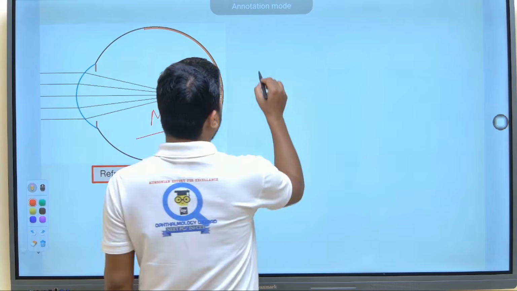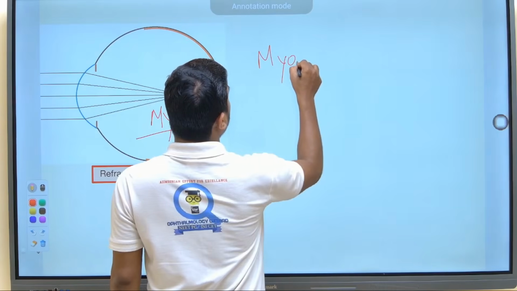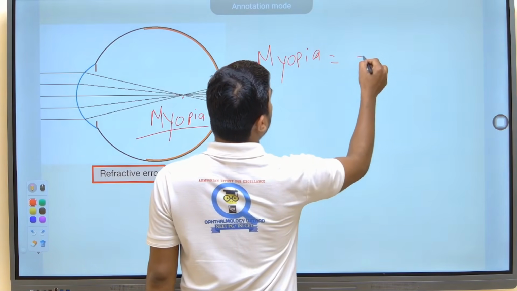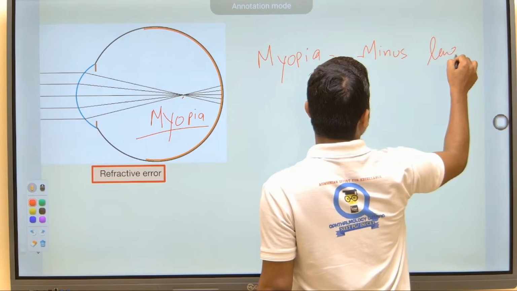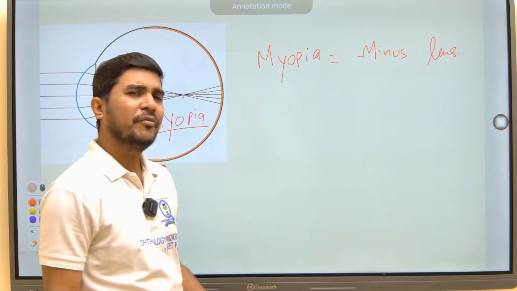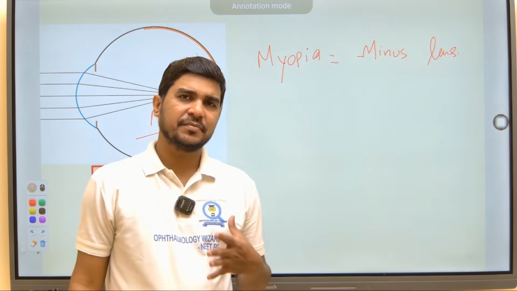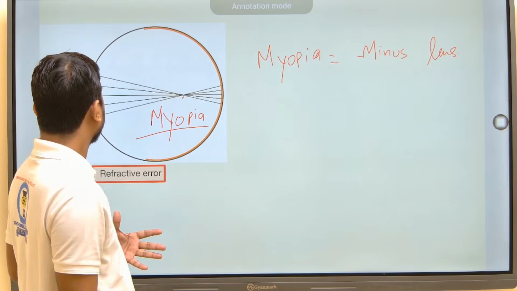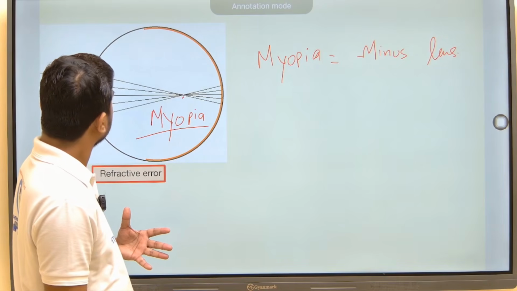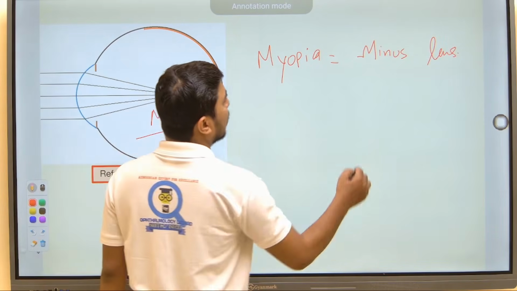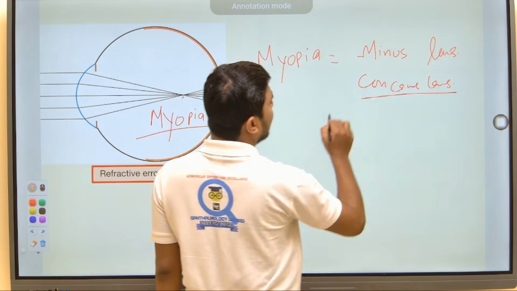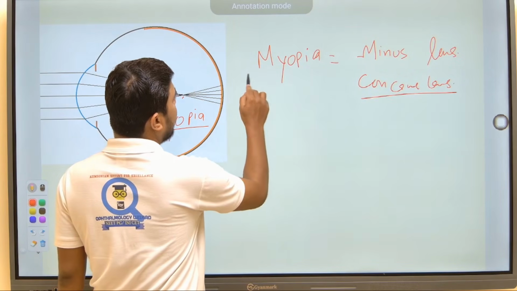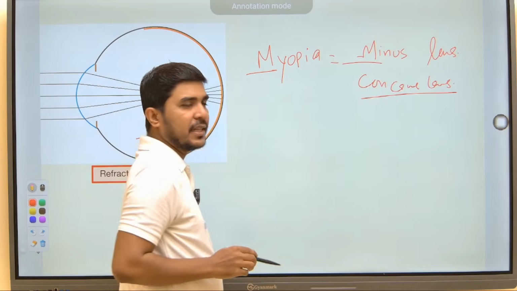Now for myopia you need to add a minus lens. Very simple, it's a minus lens, or concave lens. Remember, M for myopia, M for minus lens.